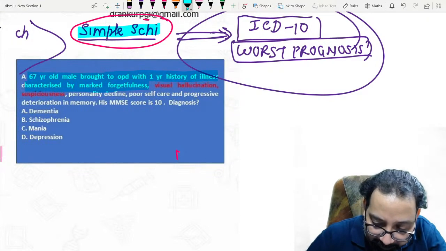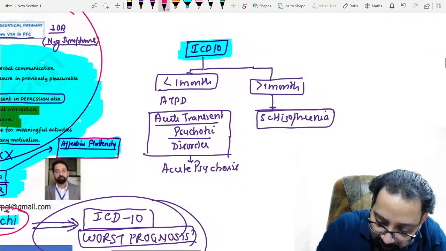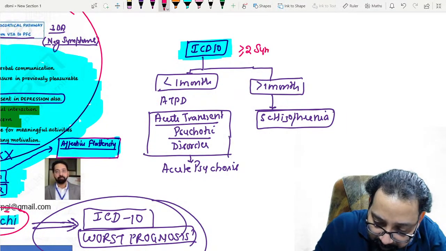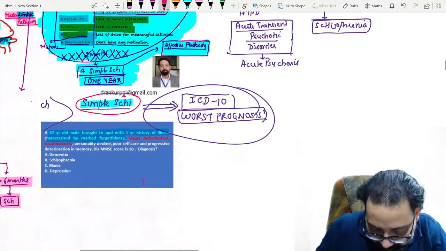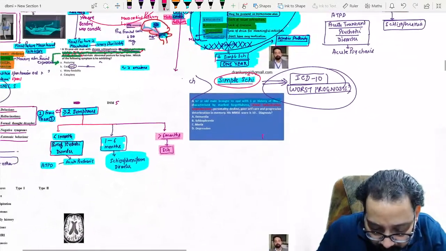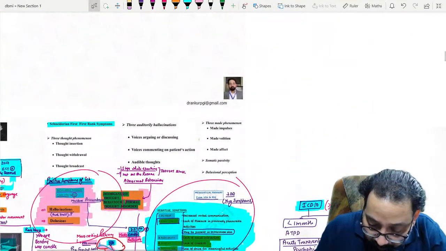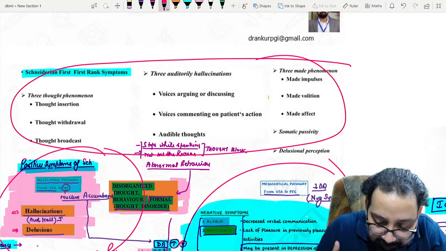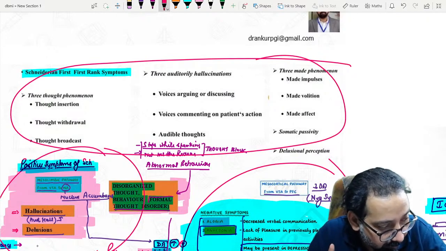In ICD-10, the number of symptoms again is 2 or more than 2 symptoms out of these 5. But in ICD-10, out of these 11, even a single symptom will make the diagnosis of schizophrenia. Clear?